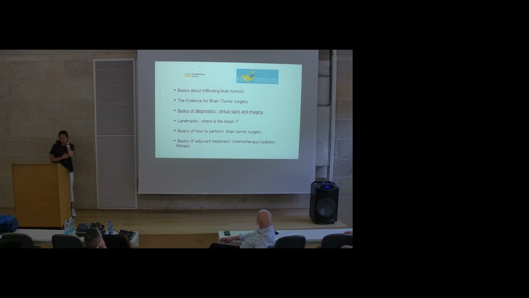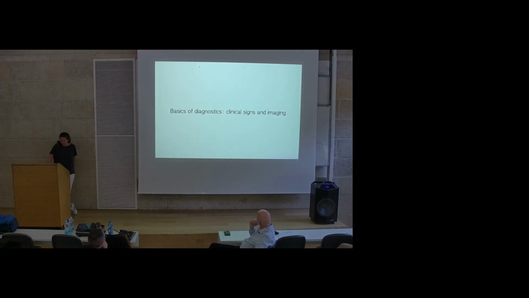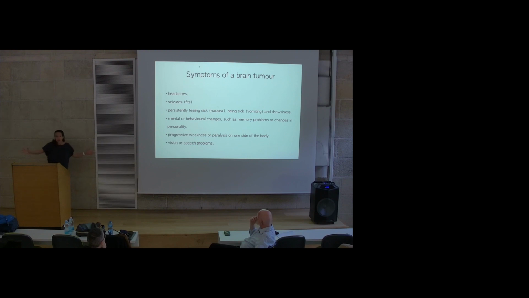Okay, so then we go to the basics of diagnostics. So how do we recognize these tumors, and how do we diagnose them? Well, the symptoms of a brain tumor are very dependent on the location. Where is the tumor? And it's a huge range of symptoms, from headaches, seizures, neurological deficits, and it's dependent not only on the tumor localization, but also on whether it is a slow-growing or rapid-growing tumor.